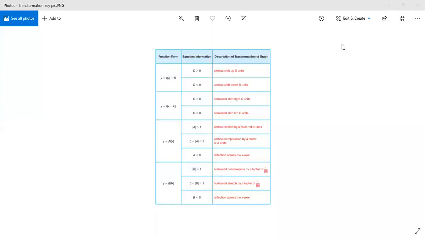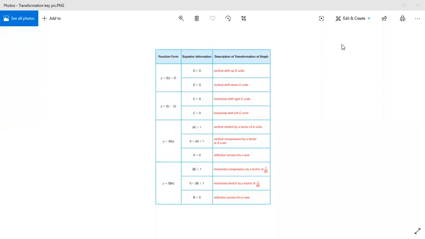All right, so what we're looking at is our table here of those transformations. That D value on the outside, we'll start with the easiest one. The D value on the outside causes a vertical shift up or down. So if it is +2, it is going to go up 2 units. That means you're going to take your parent function and move it up 2 units. If it is -2, then it is going to go down 2 units. If we've got the x minus c, that's the part inside of the operation.